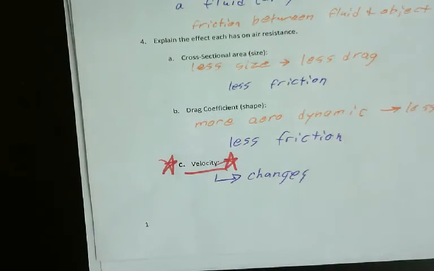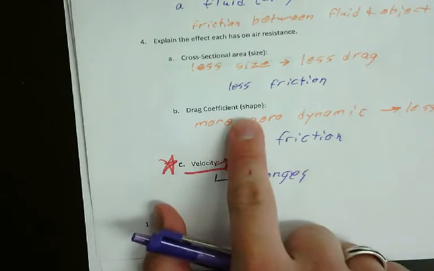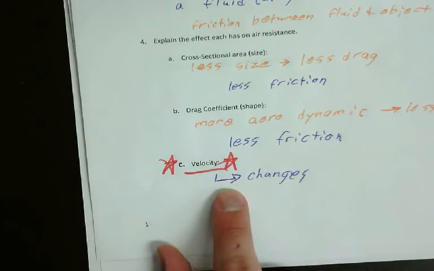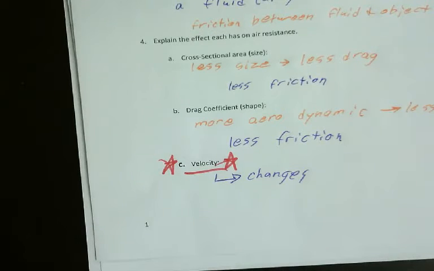Because as you drop an object, it goes faster. As you drop an object, it very rarely changes its size. It very rarely changes its shape. It does always change its velocity. So velocity is the thing that matters most.